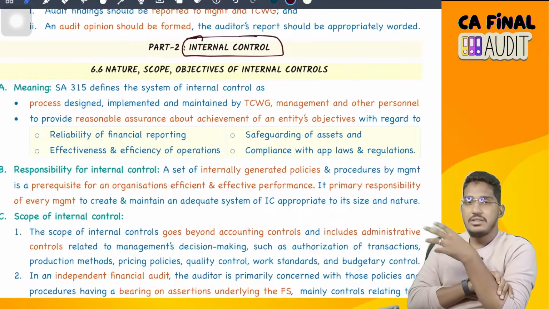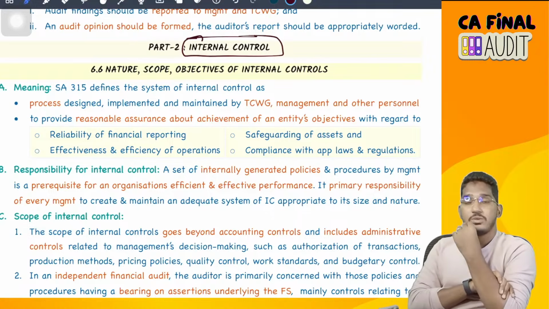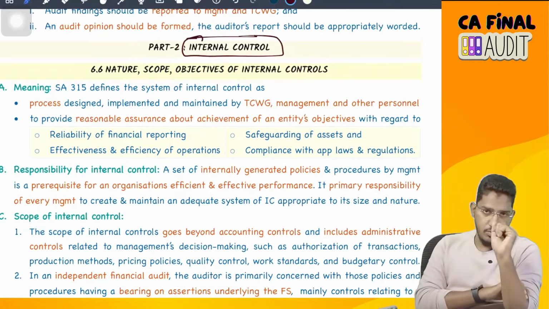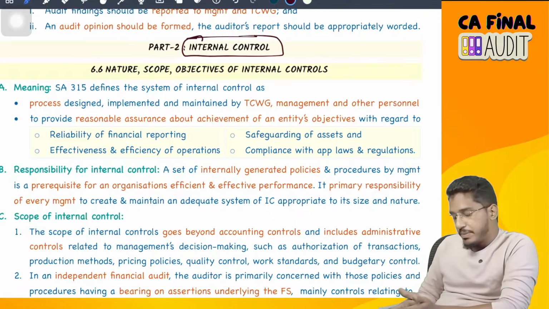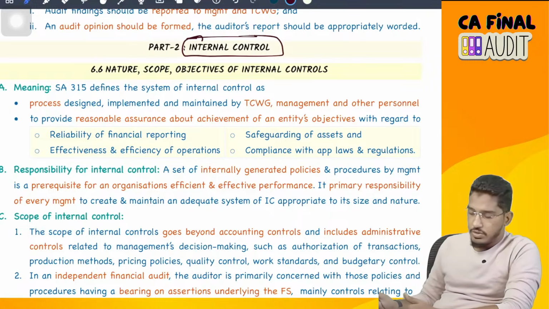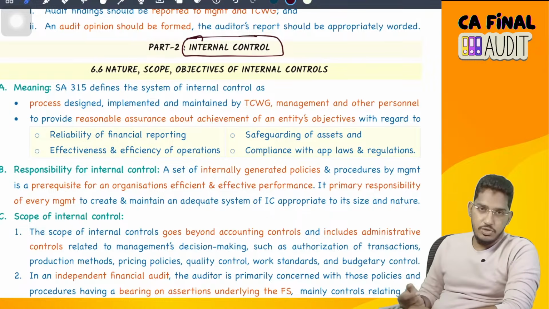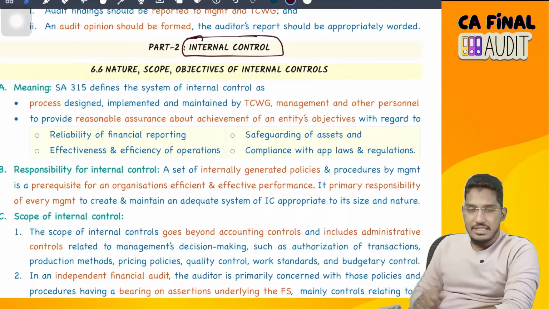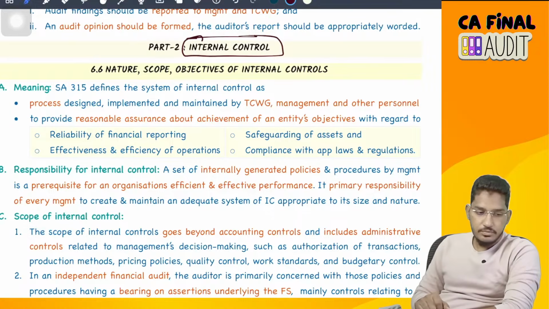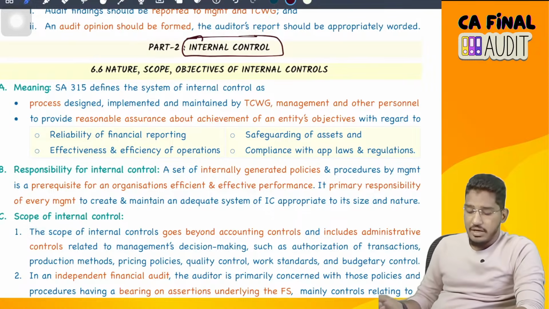And even in the organizations, from the management perspective also, internal controls play a very crucial role. From the management perspective, internal control plays a very crucial role, and even from the auditor's perspective, internal controls are going to play a very crucial role. Now what exactly is the meaning of internal control? What exactly is the meaning of internal control?